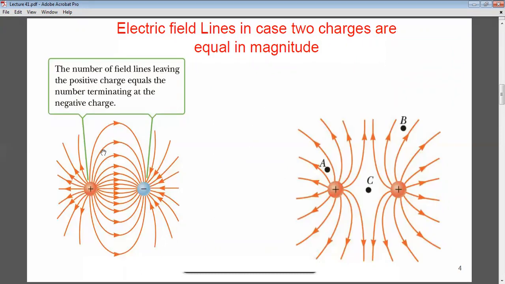Now, how do we draw? There are rules to how we draw these lines. The number of field lines leaving the positive charge equals the number terminating at the negative charge. This happens if both charges are equal. So if this is 10 nanocoulomb and this is 10 nanocoulomb, then the number of field lines leaving the positive charge is equal to the number of field lines terminating at the negative charge.